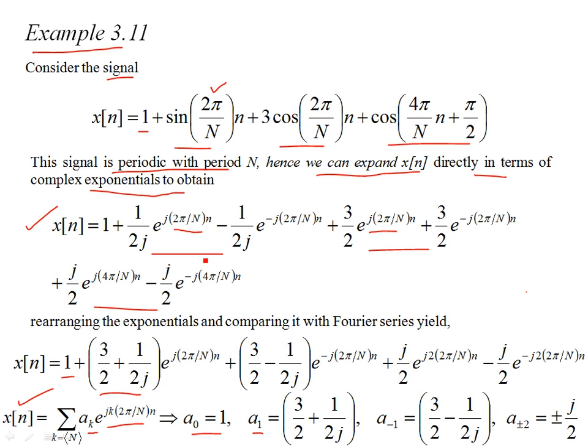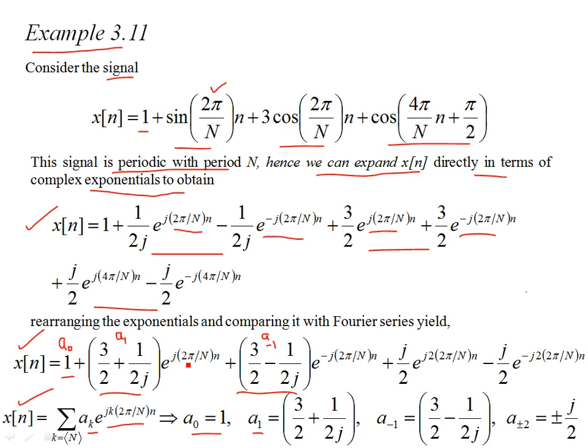Similarly, you can do the same for a_{-1}, k equal to minus 1. So these are the k equal to minus 1 terms. So you have the Fourier coefficient for k equal to minus 1 over here. So this is a_0. I'm just comparing this expansion of x[n] with the Fourier series expansion. So this expression of x[n] is in terms of exponentials. So this term is your a_1. This term corresponds to a_{-1}.